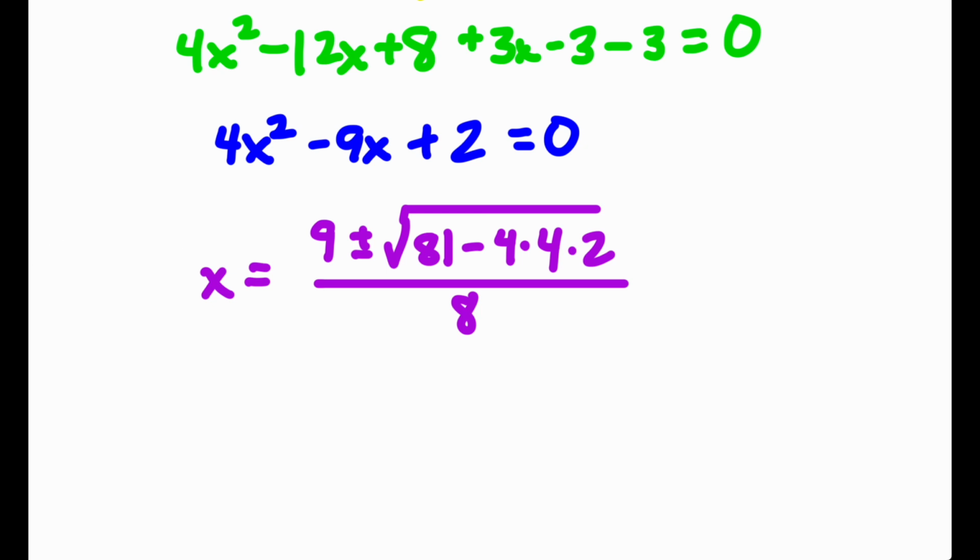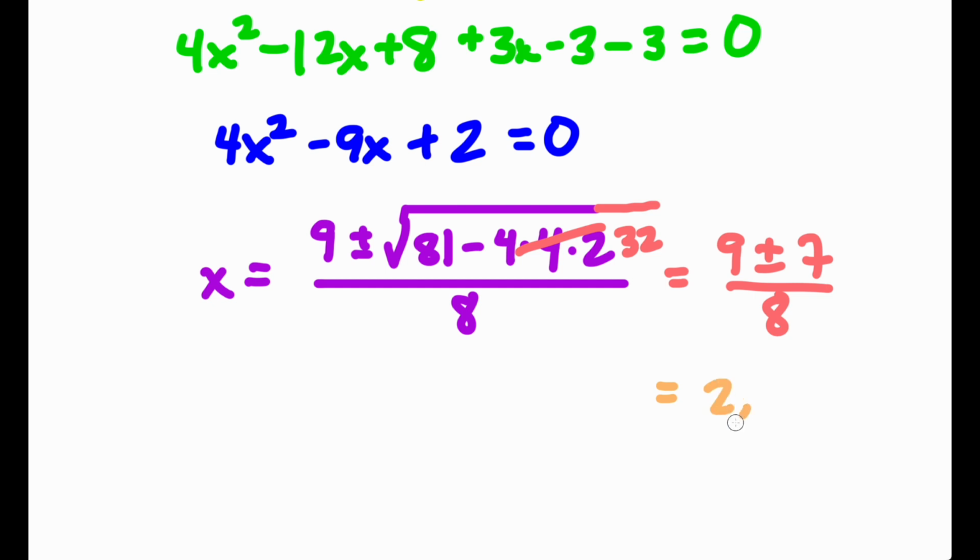Okay, let's simplify this up here. We have 4 times 4 times 2 is 32, so I'm just going to put a 32 in there. So it's going to be the square root of 81 minus 32, which is 49. So now it's going to be 9 plus or minus the square root of 49, which is just 7, divided by 8. Okay. So that means it's going to be 16, because 9 plus 7 is 16, divided by 8 is 2, and then also 9 minus 7, which is 2 over 8, which simplifies to 1/4.